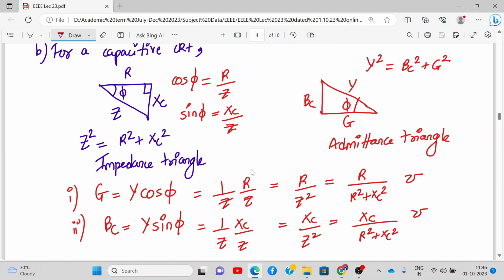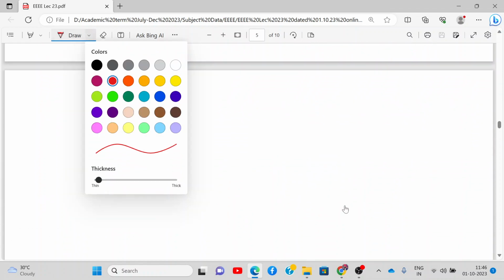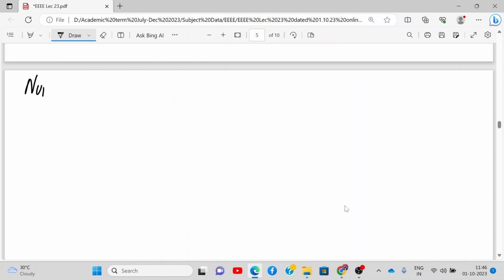Solve any parallel AC circuit using the admittance method, phasor algebra and phasor diagram. Is this clear to you? Yes or no? Okay, great. Now we'll solve two numericals and we'll end the lecture. So let's start with numerical number one. Numerical number one. So please write down the statement.